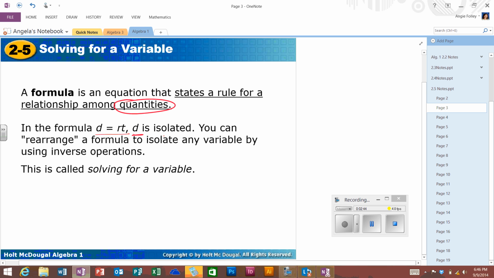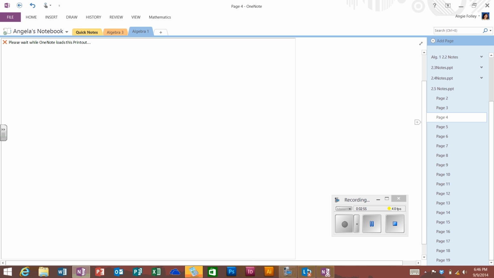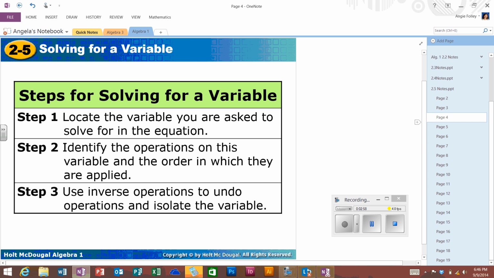D is already by itself. So we could rearrange a formula to isolate any variable. This would be called solving for a variable. So let's look at some examples. You're going to use the same steps that we've been using when we're solving for a variable. And those steps involve finding the variable that you want. Okay, first find the variable you want. Identify the operations on the variable. That's where today I kind of listed things out in order. And then we go backwards using inverse operations to isolate the variable.